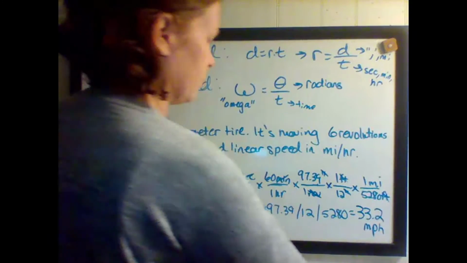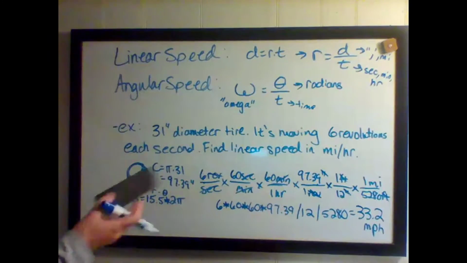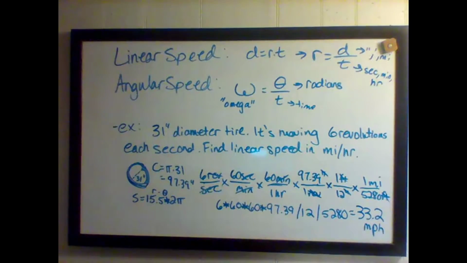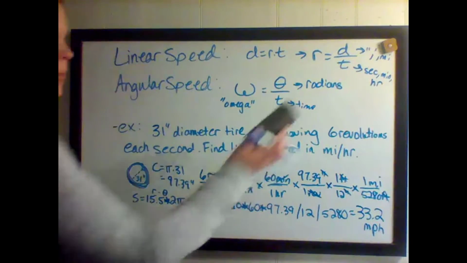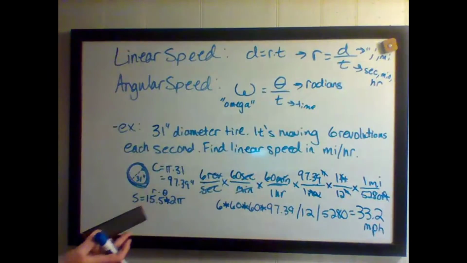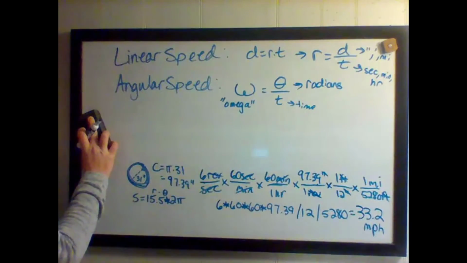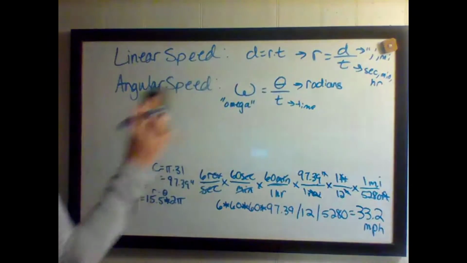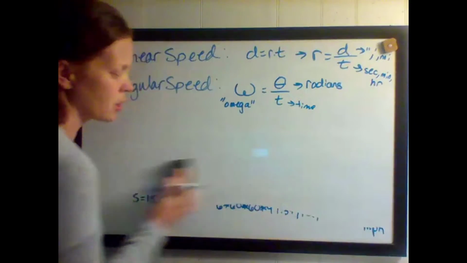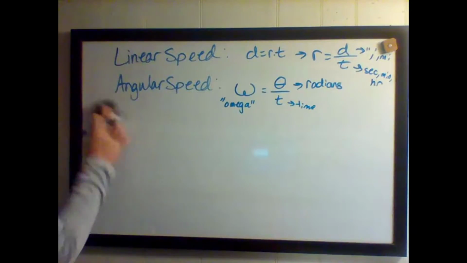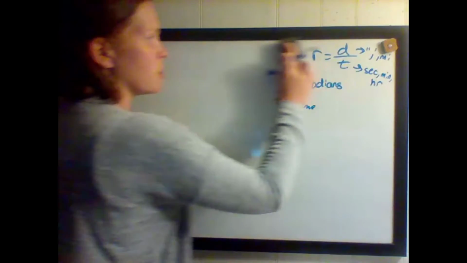33.2. That was a pretty challenging one too. A lot going on there. So linear speed, the key to keep in mind is you're looking for a distance over a time. So now angular speed. We'll do an angular one. Keep in mind it's very similar, but I'm looking for radians, a certain distance around the circle. No unit attached.